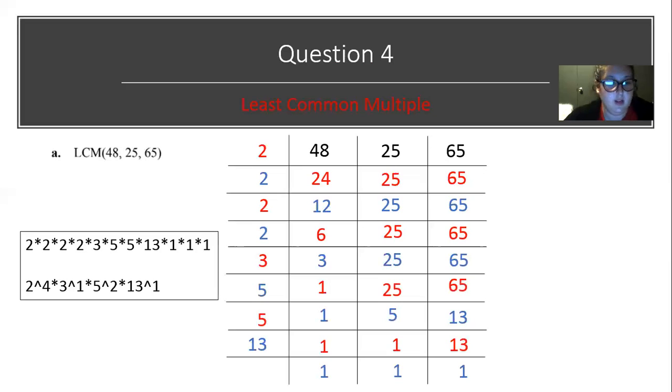So we are left with 2 times 2 times 2 times 2 times 3 times 5 times 5 times 13 times 1 times 1 times 1. Now we don't have to include the 1s, so we're just going to start out with our smallest number. And we're going to do 2 to the 4th power times 3 to the 1st times 5 to the 2nd times 13 to the 1st. So that's our least common multiple of 48, 25, and 65.